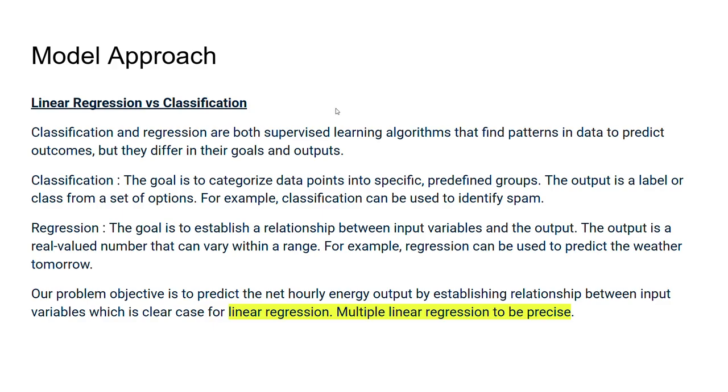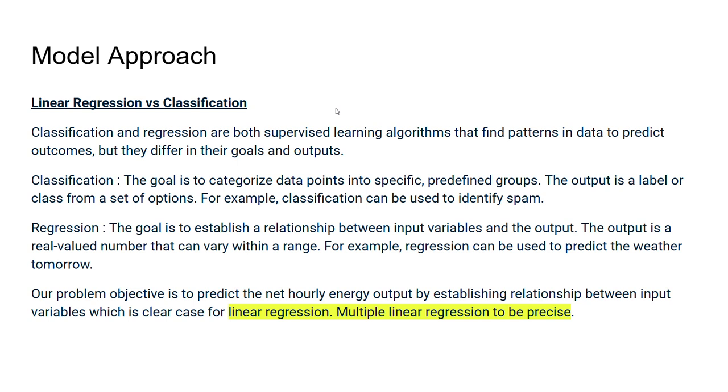So model approach. This is a supervised learning problem, machine learning problem. There are two supervised learning algorithms, classification and regression. They both find patterns in data to predict the outcomes, but they differ in goals and output. The classification algorithm categorizes the data points in the data set into specific predefined groups. Output is a label or a class from a set of options.